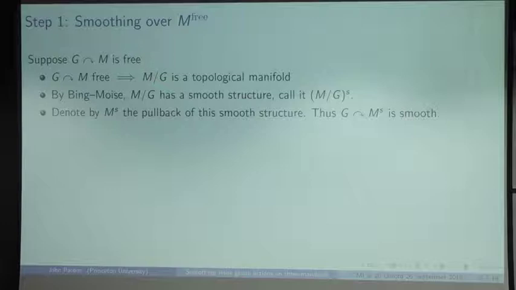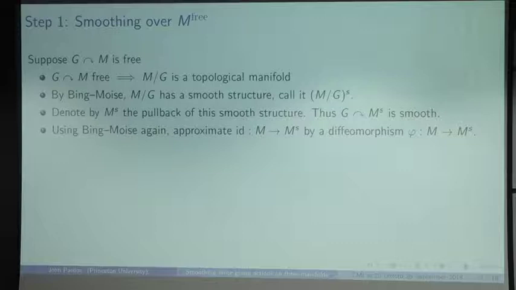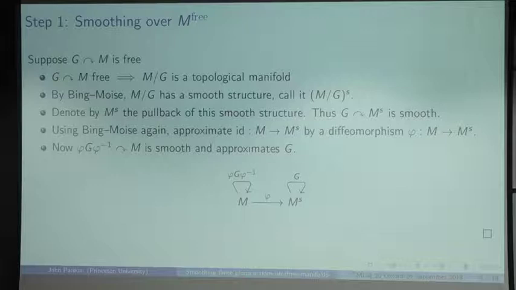Okay, so Bing and Moise not only showed that every topological three-manifold has a smooth structure, they showed that homeomorphisms can be C0 approximated by diffeomorphisms. So now we look at the identity map, which you usually think of as smooth, but we put different smooth structures on the domain and on the target. The domain has the original smooth structure that we care about. The target has the smooth structure which we constructed to make the action of G smooth. And Bing and Moise tell us that there's actually a diffeomorphism phi close by. So now we just use phi to pull this action back. We have a smooth action of G on M with this new smooth structure, and we pull it back, conjugating by phi. And now we get a smooth action on our manifold.